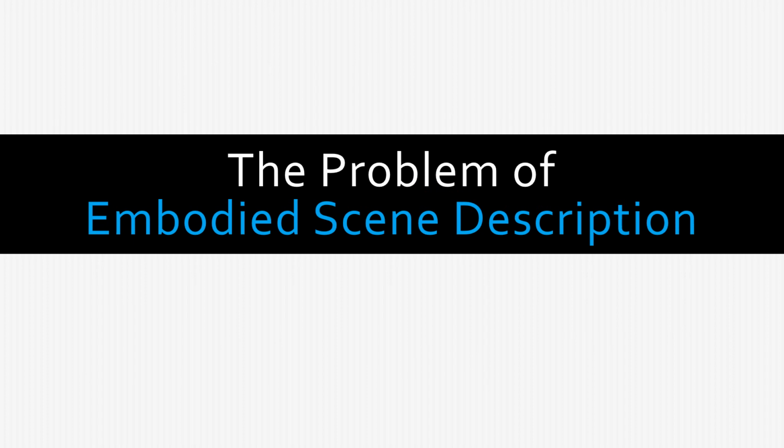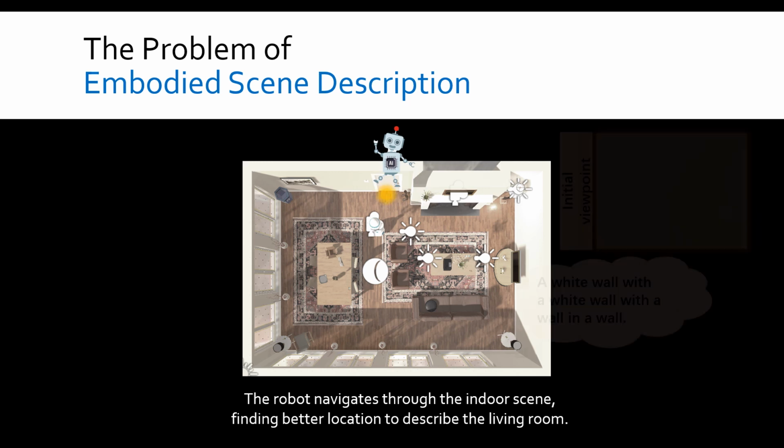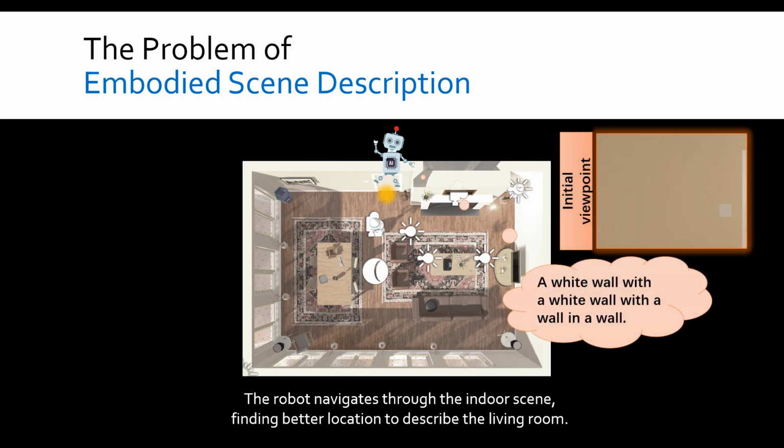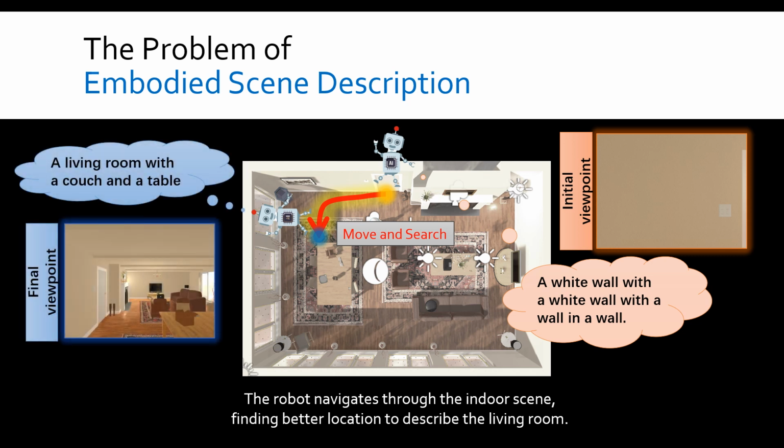Now let's move on to the second part of this video, and we will formulate the problem of the embodied scene description. The robot navigates in the room, hoping to find a good location to describe the room. At first glance, the robot captures an image from an initial viewpoint. Since this image is not informative at all, the generated caption provides very limited information about the room. Then, the robot explores the room by itself and a better viewpoint is found to capture a new image. At this time, the generated caption gives more informative and suitable results.